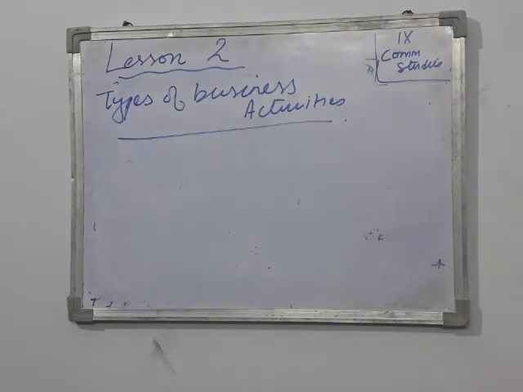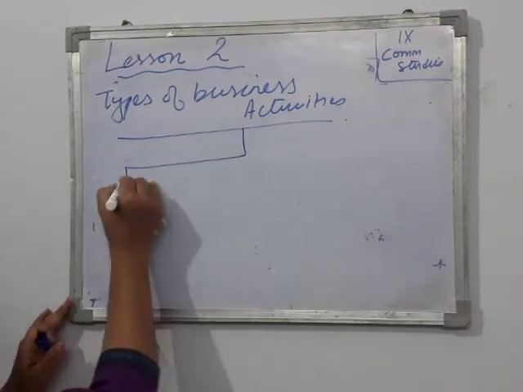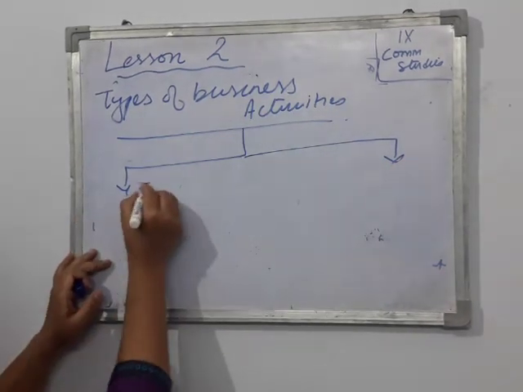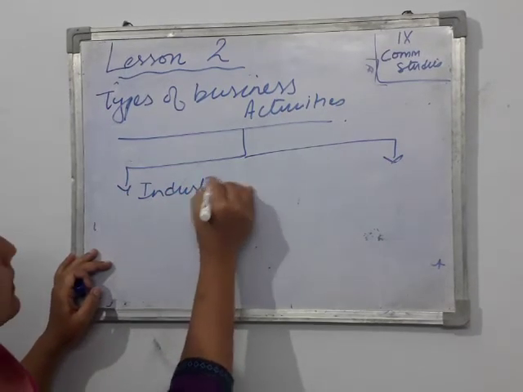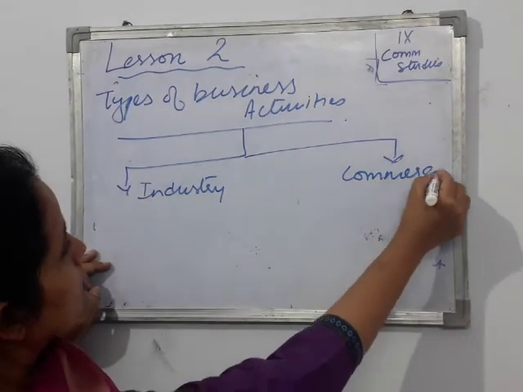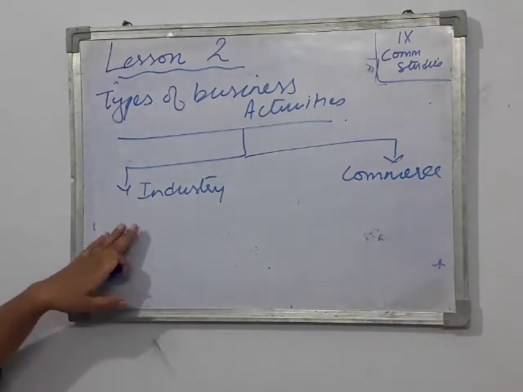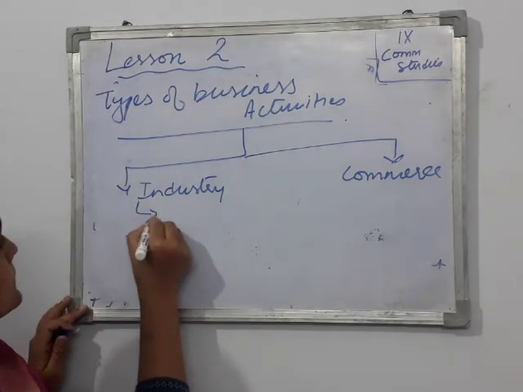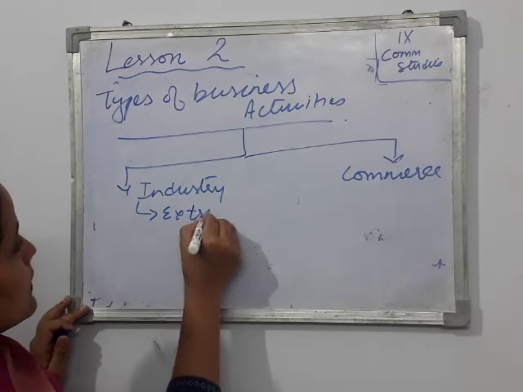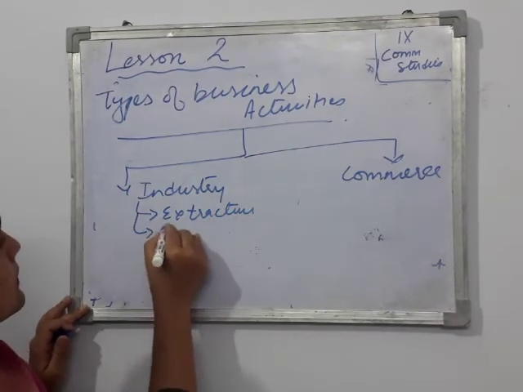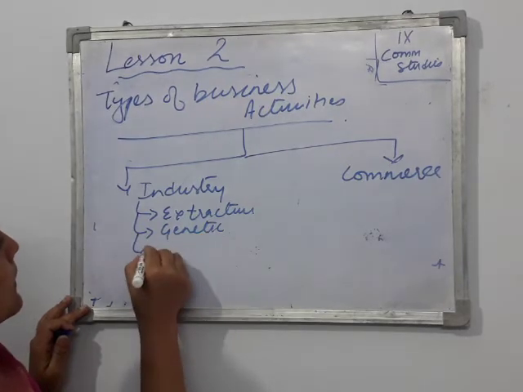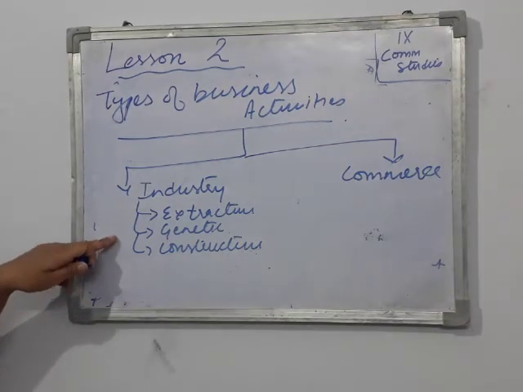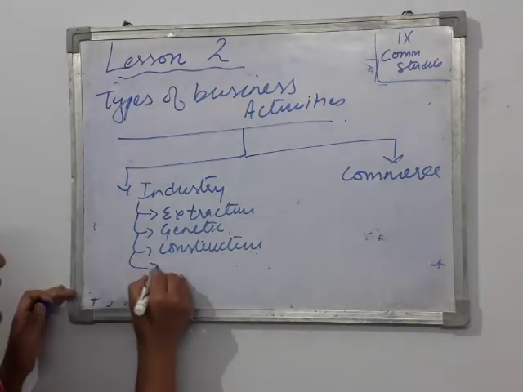Now types of business activity. Business activity can be divided into two types. Now the first is your industry and the another one is your commerce. Now industry can be further divided into extractive, genetic, constructive and manufacturing industries.